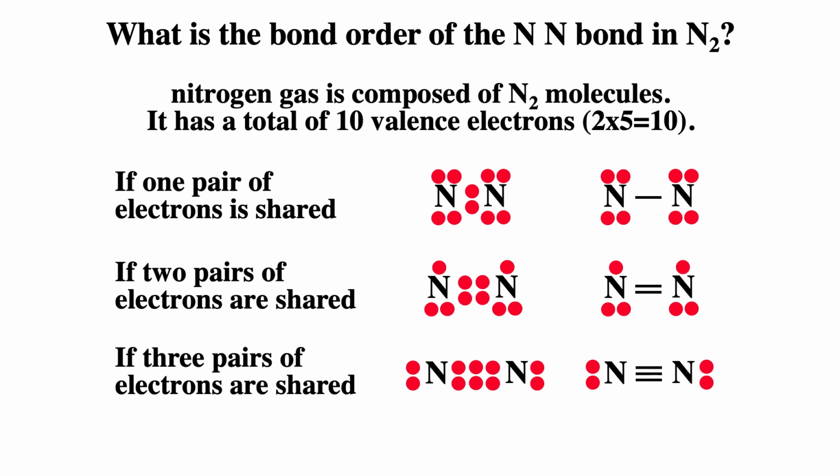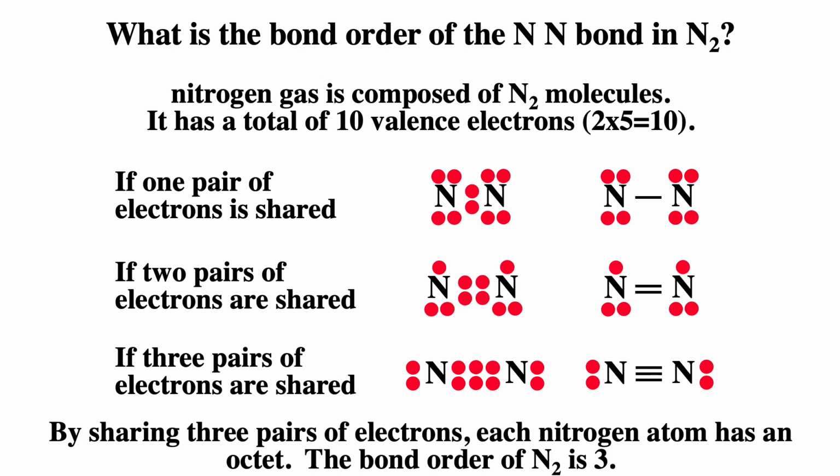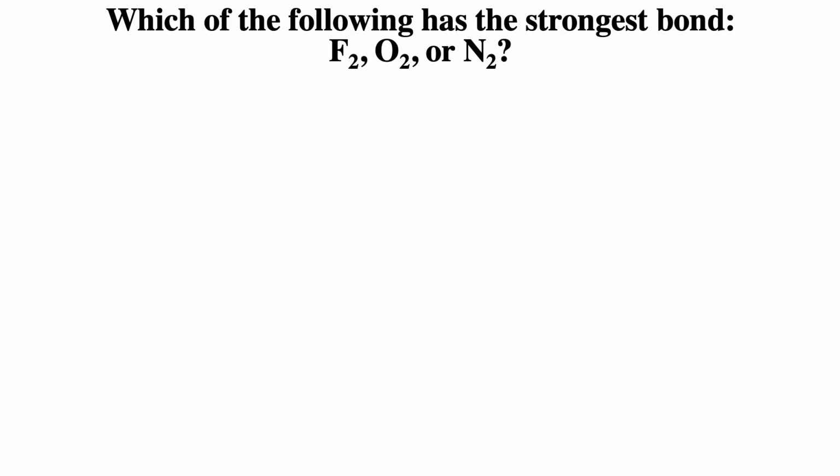And again, elements tend to react by losing, gaining, or sharing electrons to get noble gas configuration. And we used 2, 4, 6, 8, 10 electrons. We started with 10 valence electrons. You always have to use the number of valence electrons that you started with. And so the bond order for the nitrogen-nitrogen bond is 3.